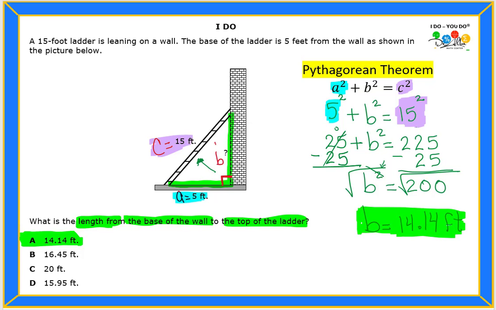So this is 14.14 feet. Compare the three sides of the triangle. A is 5, B is 14.14 feet, C is 15. And we agree that C is always going to be your largest side. So it kind of makes sense because 15 is the largest number of the three. Okay, so that will be my answer.